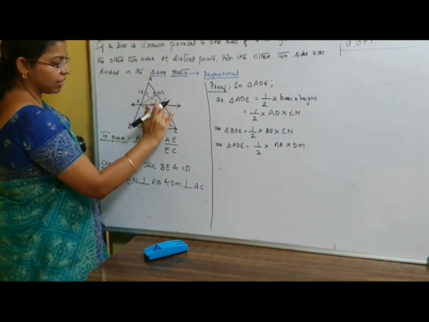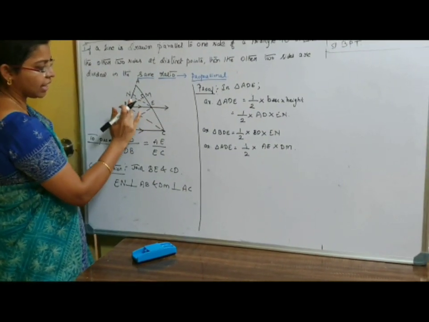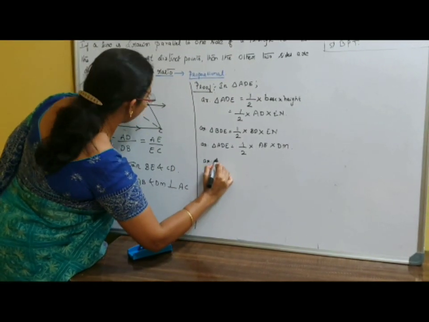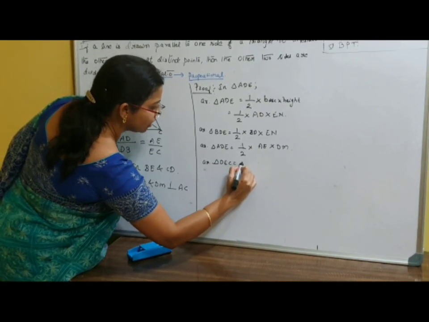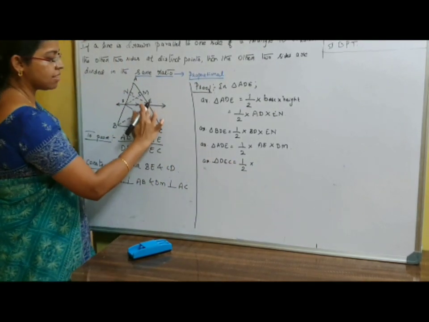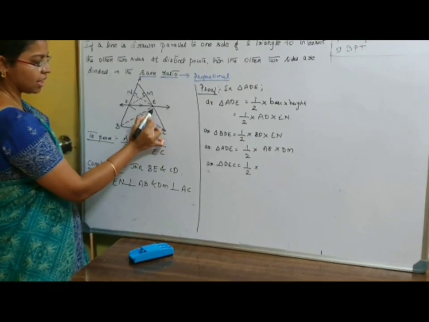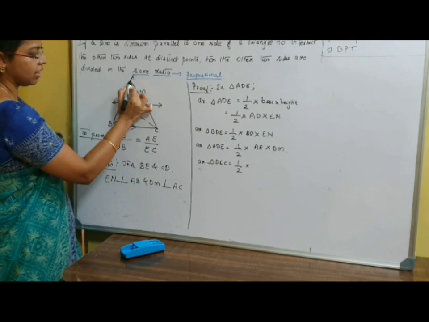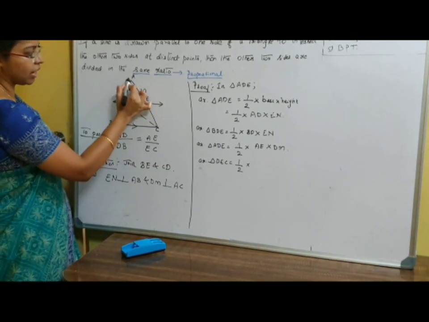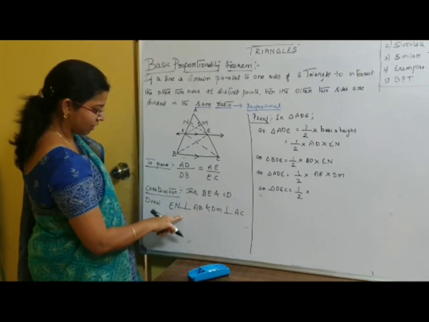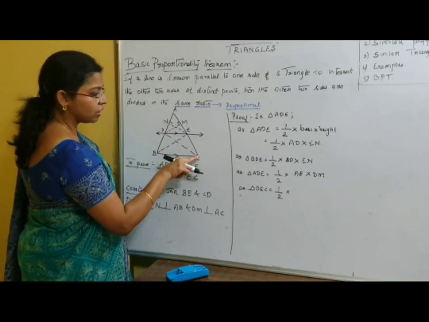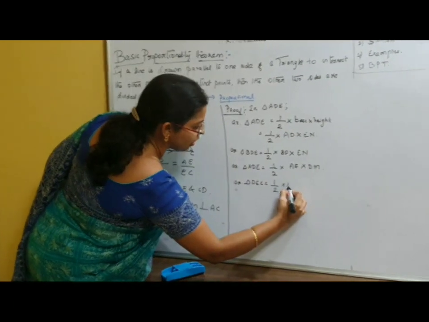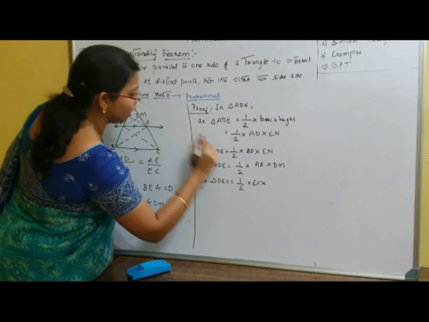Because we are on this side, we will consider the other triangle DEC, where EC becomes the base. Area of triangle DEC. If the base is EC, DM becomes the altitude. As you extend E to A, DM is a perpendicular line on the AC. We have seen that in the construction. Therefore, area of the triangle DEC will be half into base EC into perpendicular line DM.